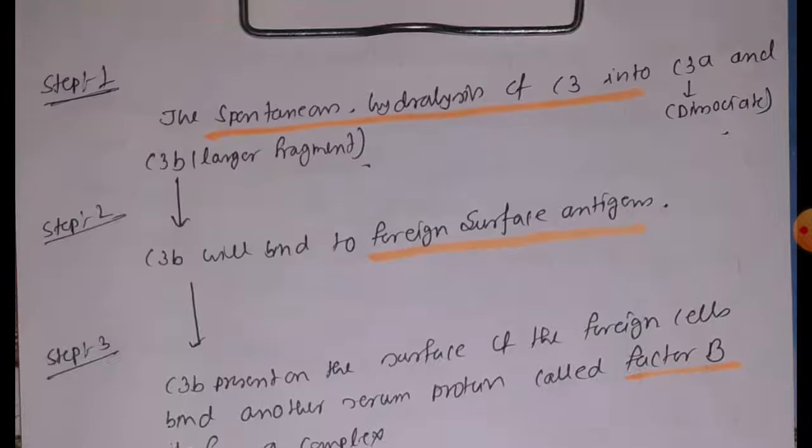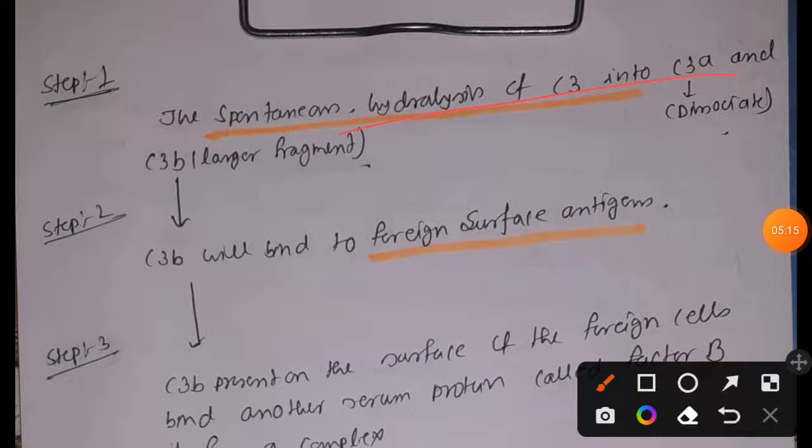So it all starts with the spontaneous hydrolysis of C3 into C3a and C3b. C3b binds with the foreign surface antigens. Upon binding, it also binds with factor B and leads to the formation of a complex containing factor B, C3b, and the foreign surface antigen. Due to the binding of C3b, factor B becomes a substrate for factor D, and factor D cleaves factor B into Bb and Ba. Bb facilitates further reaction, and Ba dissociates.